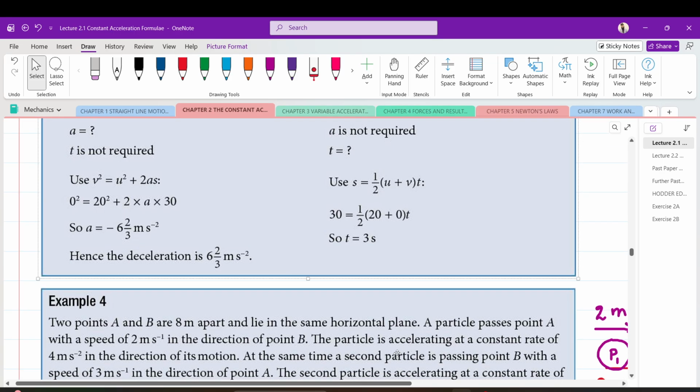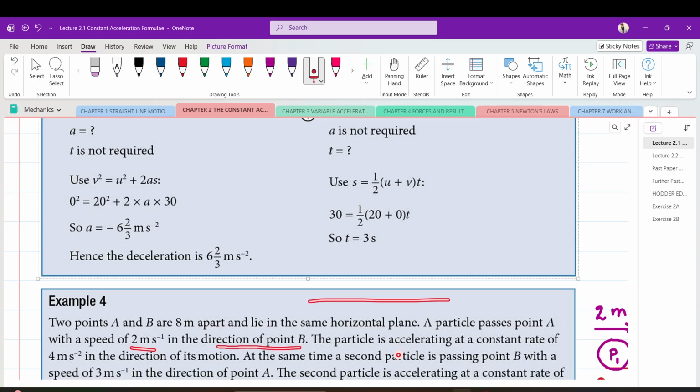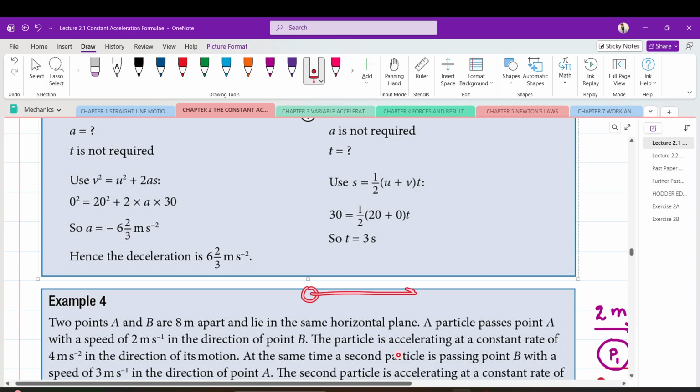All right, let's take a look at this question. Two points A and B are 8 meters apart and lie in the same horizontal plane. A particle passes point A with a speed of 2 meters per second in the direction of point B. So you have point A and you have point B. A particle is moving from point A all the way to point B. The particle is accelerating at a constant rate of 4 meters per second squared in the direction of its motion. At the same time, a second particle is passing point B with a speed of 3 meters per second in the direction of point A.